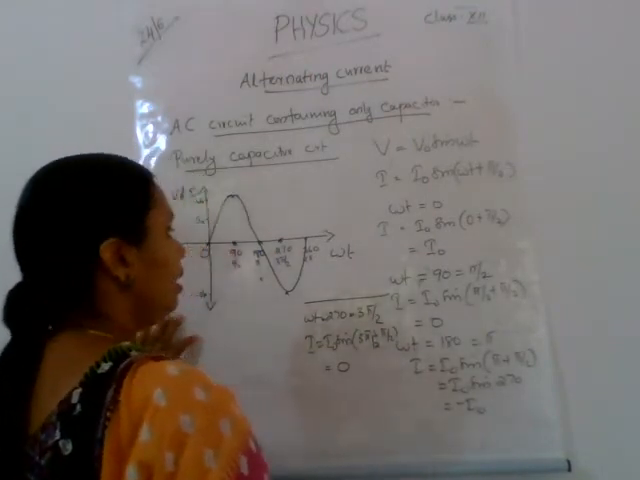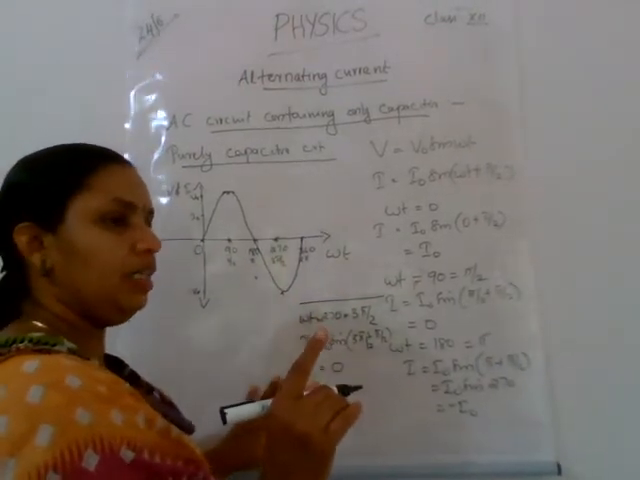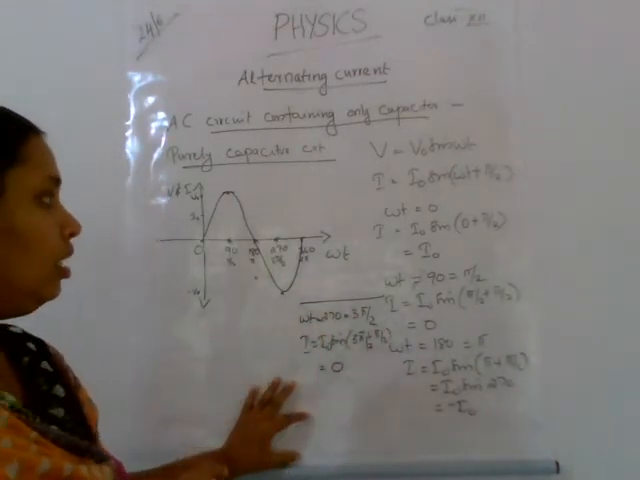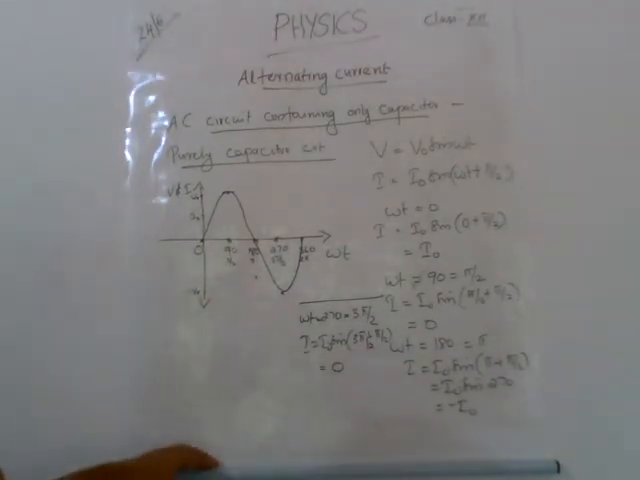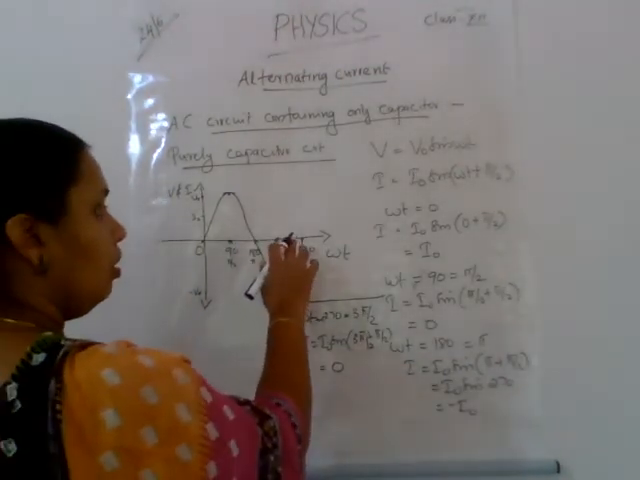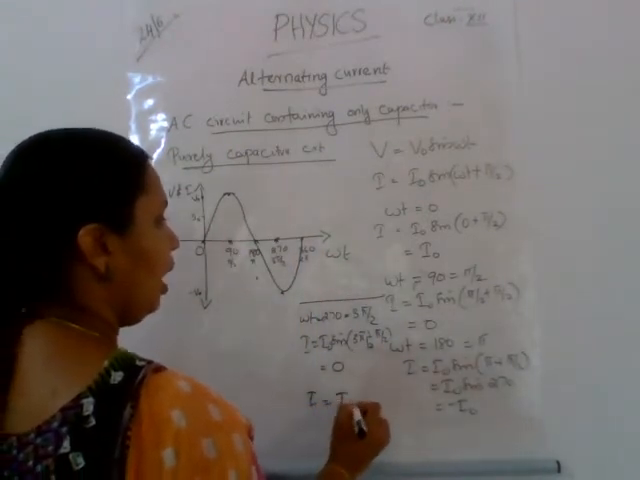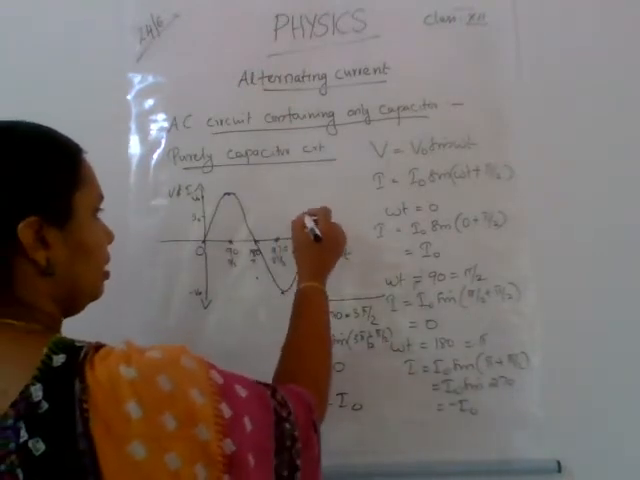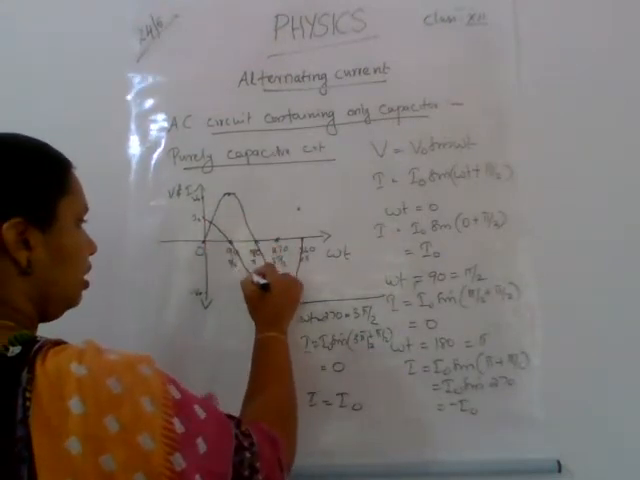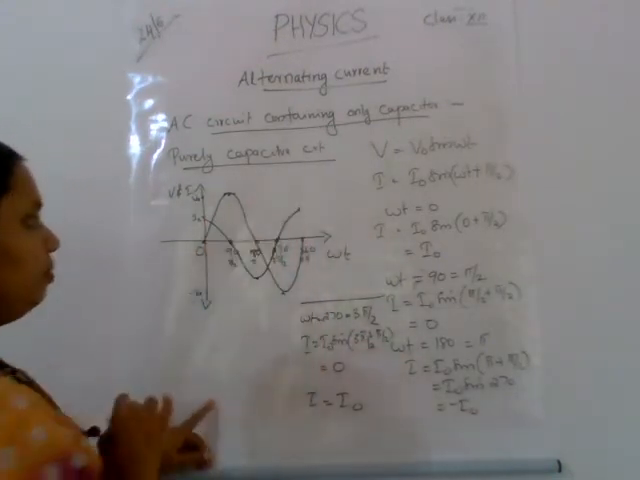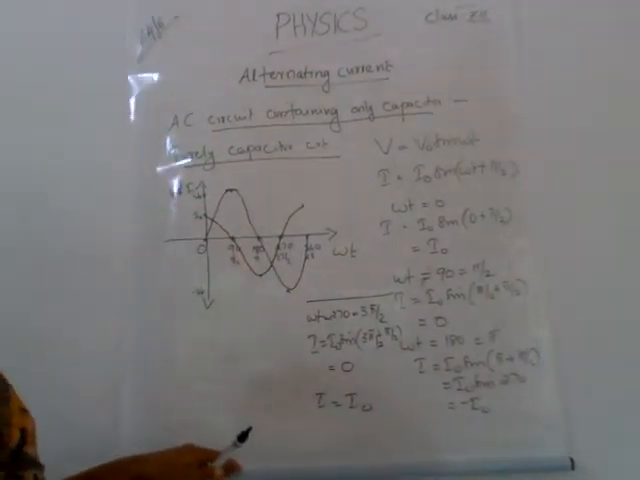And the last one is omega t equal to 360, that is 2 pi, plus pi by 2. It is 5 pi by 2. So what is the value? It comes 1. Isn't it? So I equal to I0. So where is the point? This is the point. So joining all the points, how is the curve? This is the curve. So this is for applied potential and this is for the current.